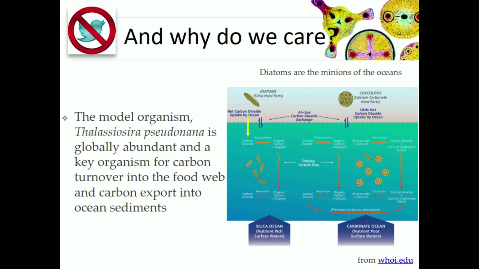So oceans that are rich in diatoms are often net carbon dioxide sinks, which is good, whereas oceans that are maybe more rich in coccolithophores do not act as a carbon dioxide sink. So diatoms are really, really important for biogeochemical cycling, particularly with regards to carbon dioxide. They are also at the foundation of ocean food webs.